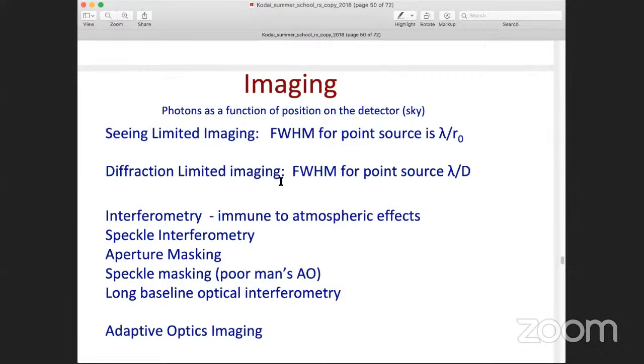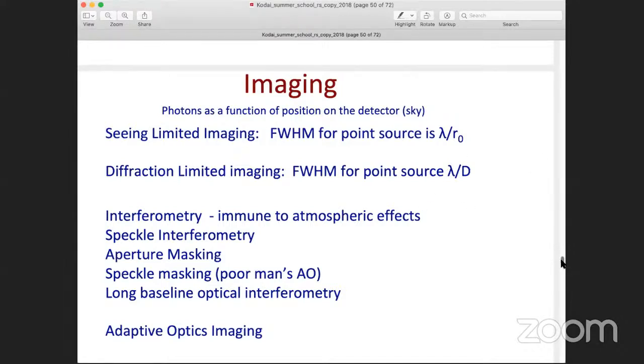Diffraction limited imaging would mean we remove the effect of the atmosphere and get the resolution corresponding to the diffraction limit, which is lambda over D, the actual diameter of the telescope. Generally, this R0 will be much smaller than D, so this is a much larger angle. So our resolution will be poor in ground-based observation. But if you want high resolution, we have special technology to correct and reach the diffraction limit.